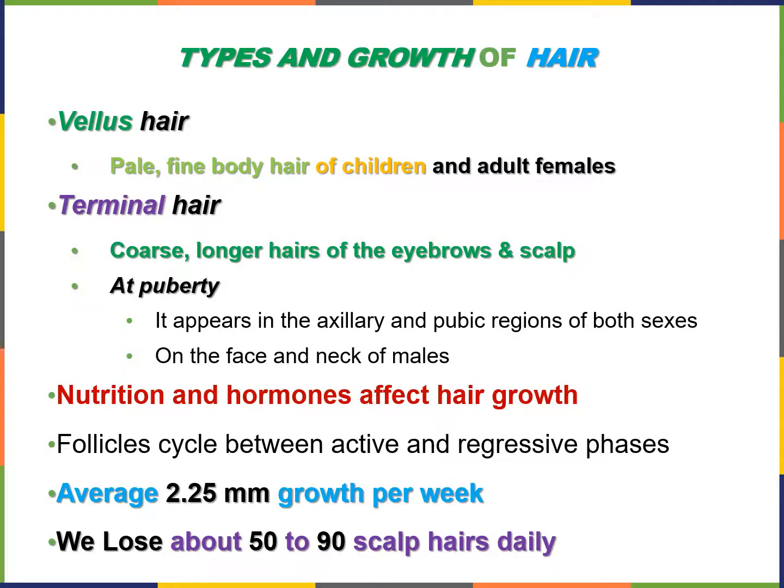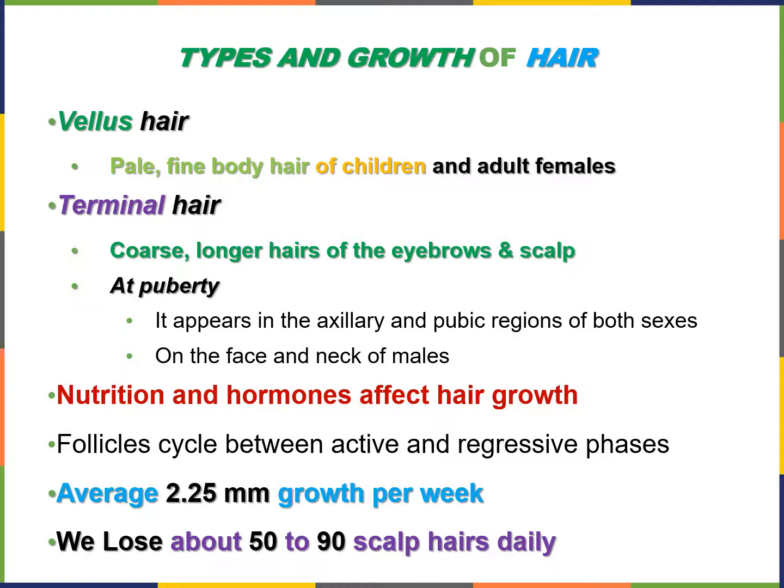Types and growth of the hair. We have villous hair, that's the pale, fine body hair on children and adult females. Terminal hair, that's the coarse, longer hairs of the eyebrows and scalp. At puberty, this type of hair is going to appear in the axillary and pubic regions of both sexes, and of course on the face and neck of males.